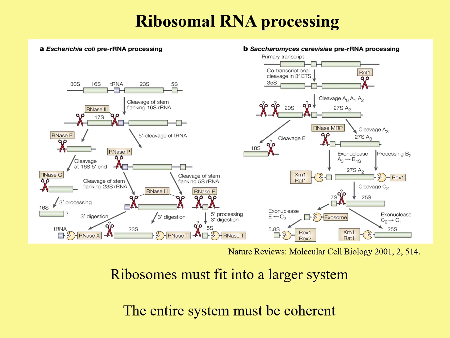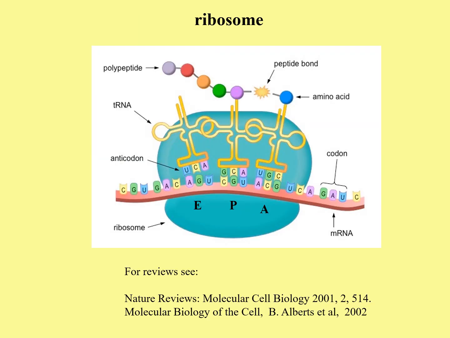and the enzyme systems for making the tRNAs, the genetic code, and of course the mRNAs that contain the code for functional proteins. All the parts of this system must be coherent. This slide provides some references for reviews on ribosomes.